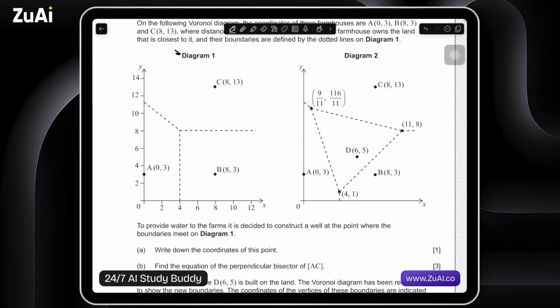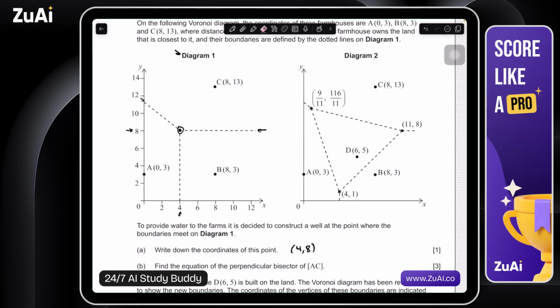So to provide water to the farms, they decided to construct a well where the boundaries meet. So this is the boundary line here, here's another boundary line here, and this is another boundary line. Where do they meet? They meet at this point right here. The coordinates of this point, this is at 4, and we may assume it's at 8. So they're just asking for a coordinate point. It meets at 4, 8.